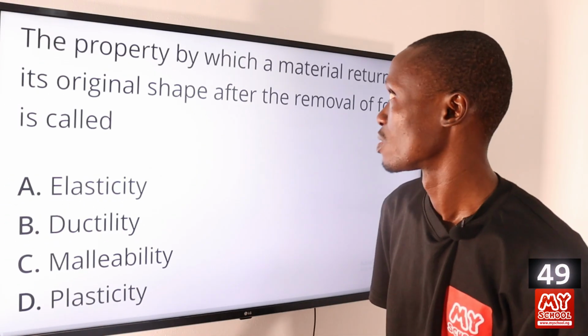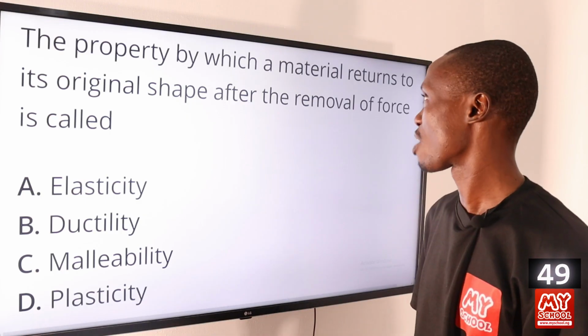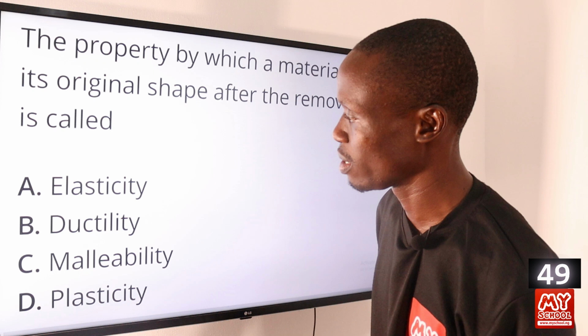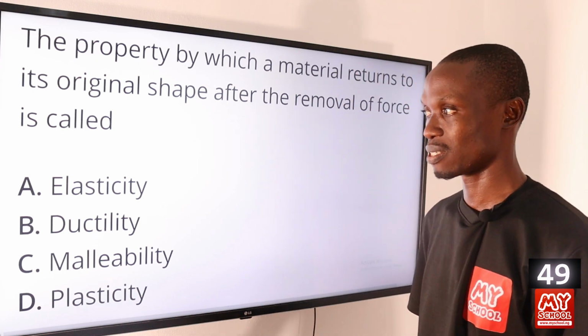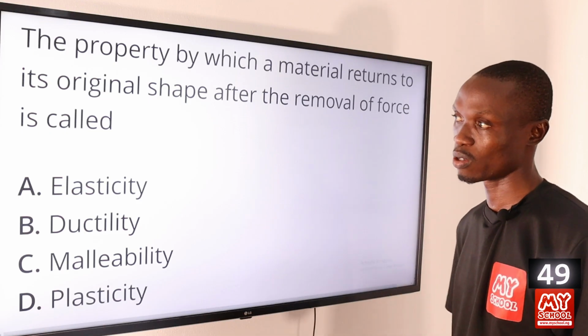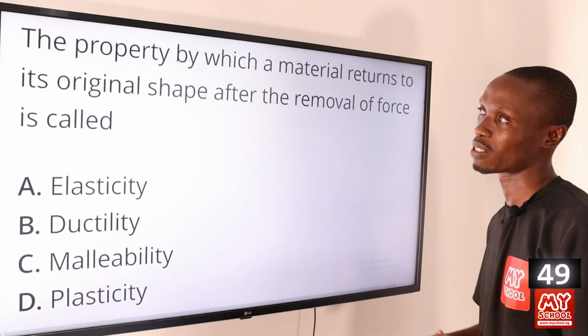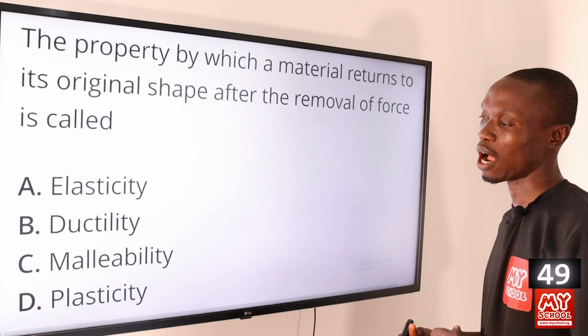Question 49. The property by which a material returns to its original shape after the removal of force is called: A, elasticity; B, ductility; C, malleability; and D, plasticity. Okay, so the answer to this question is elasticity, because elasticity is the property by which a material returns to its original shape after the removal of force.